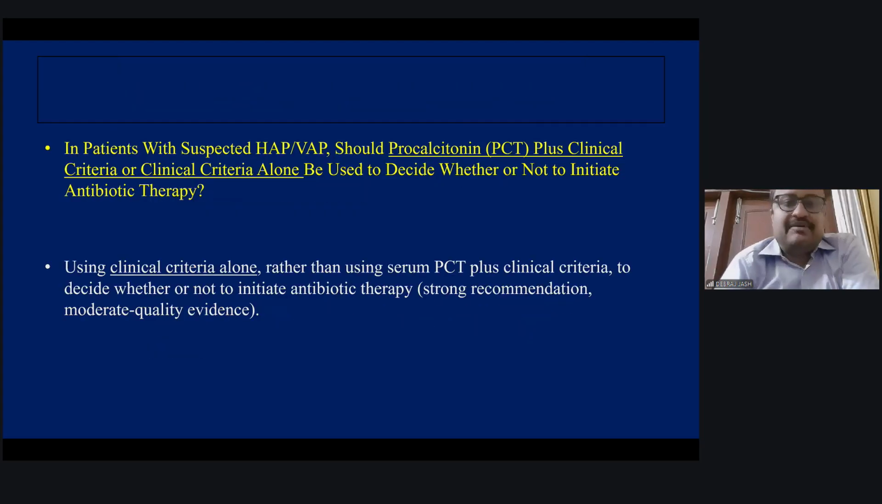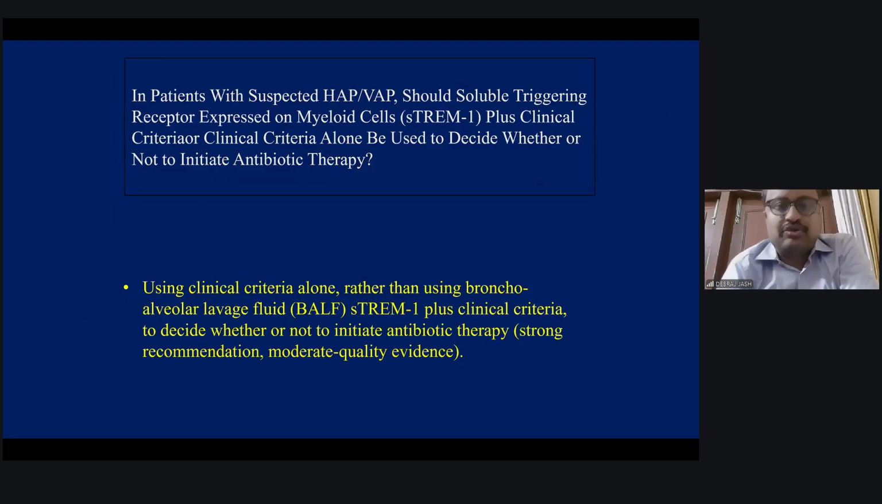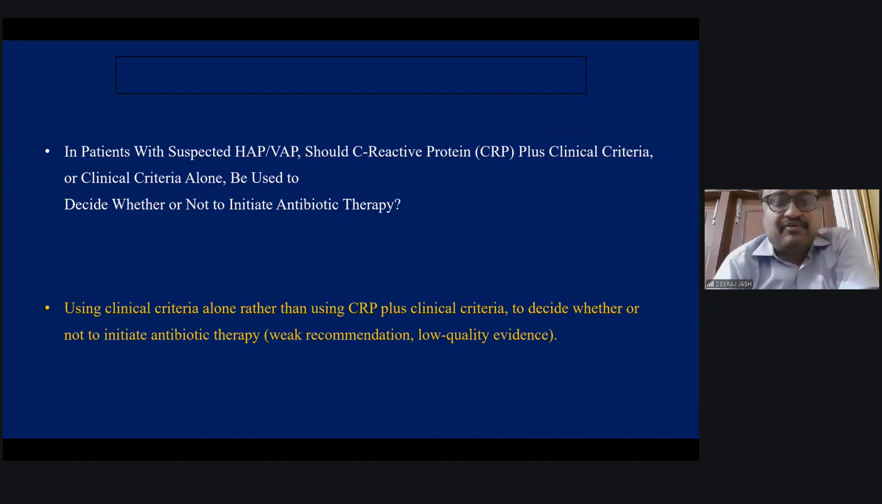So in all patients, should we send procalcitonin? The answer again is no, because procalcitonin will not help in initiation of antibiotic therapy. It will only help in de-escalation of the antibiotics. Should soluble triggering receptor expressed on myeloid cells 1 be sent? The answer is no. CRP, again, we use regularly in our day-to-day practice. All of us should be honest that we always use CRP plus clinical criteria to decide whether to initiate antibiotics or not. But in the guideline, CRP still doesn't have that much role.